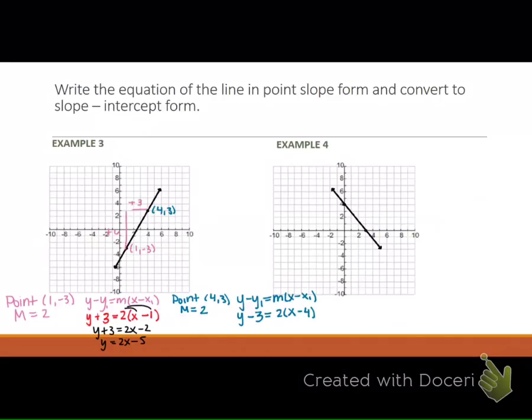So yes, you plug in y is 3, opposite of a positive 3 is a negative 3, x is 4, opposite of a positive 4 is a negative 4, our slope is 2.